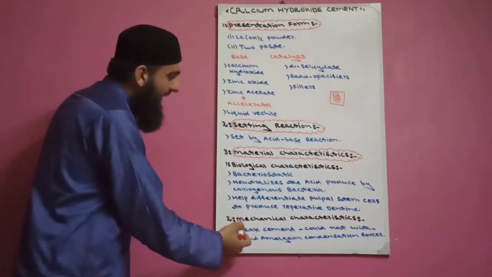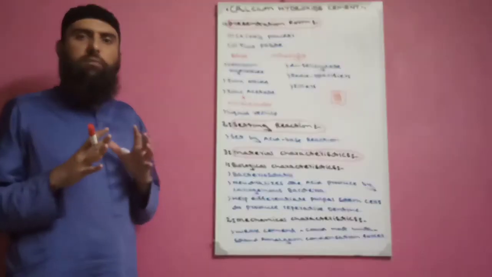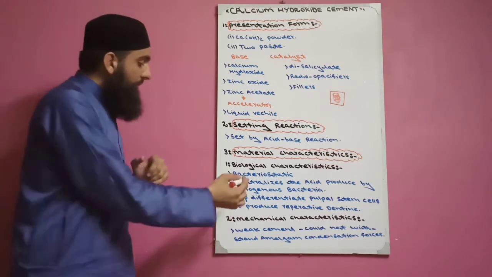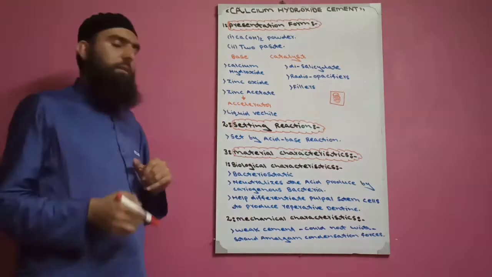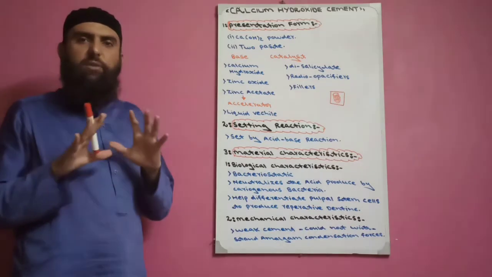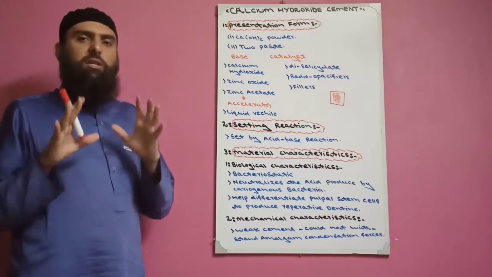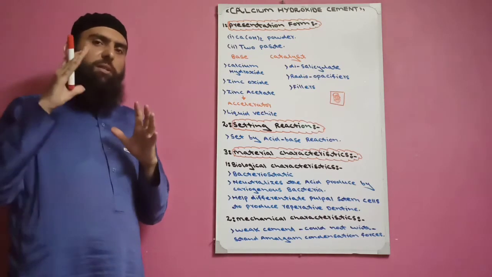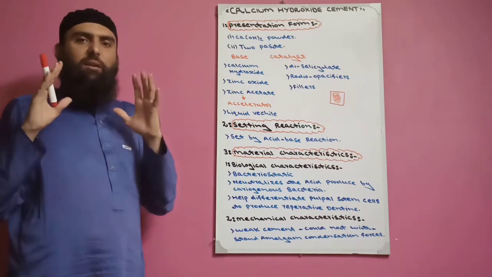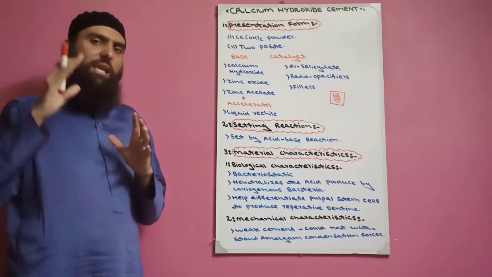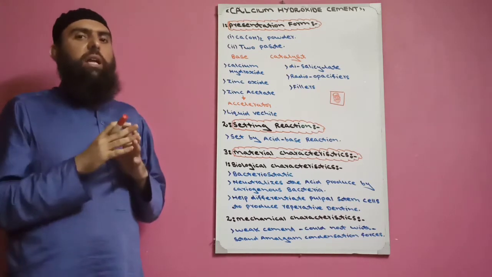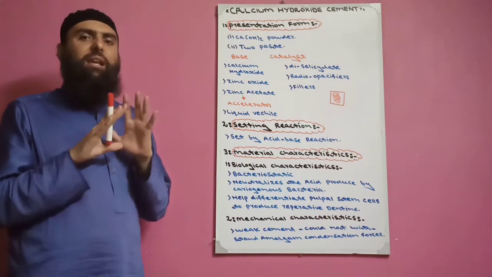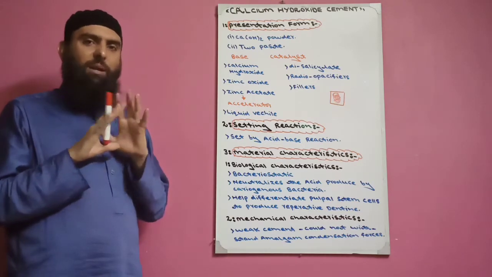Now, second is mechanical characteristics. Mechanical characteristics mean when force is applied. Now, calcium hydroxide is a weak cement. Why? Because it cannot withstand the condensation forces of amalgam. When we place the amalgam in the prepared tooth, then with the help of a condenser we condense the amalgam in the prepared cavity. Now, calcium hydroxide is a weak cement. It cannot withstand the condensation forces of amalgam.